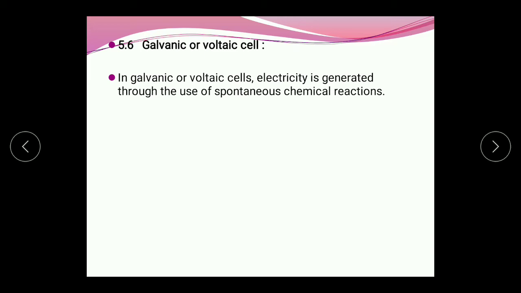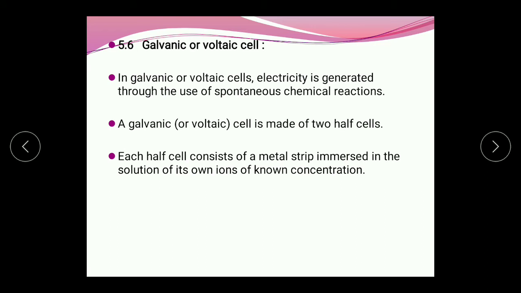So let us start. A galvanic cell is made up of two half cells. These are very important basic things. So we require two different half cells, one where oxidation takes place, another where reduction takes place. That means two different half cells are first prepared and they are then connected. So a galvanic cell is made up of two half cells.